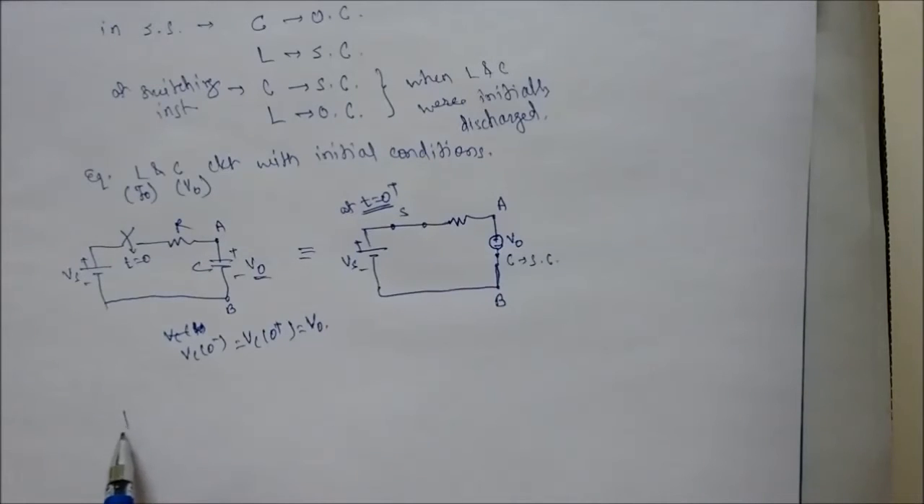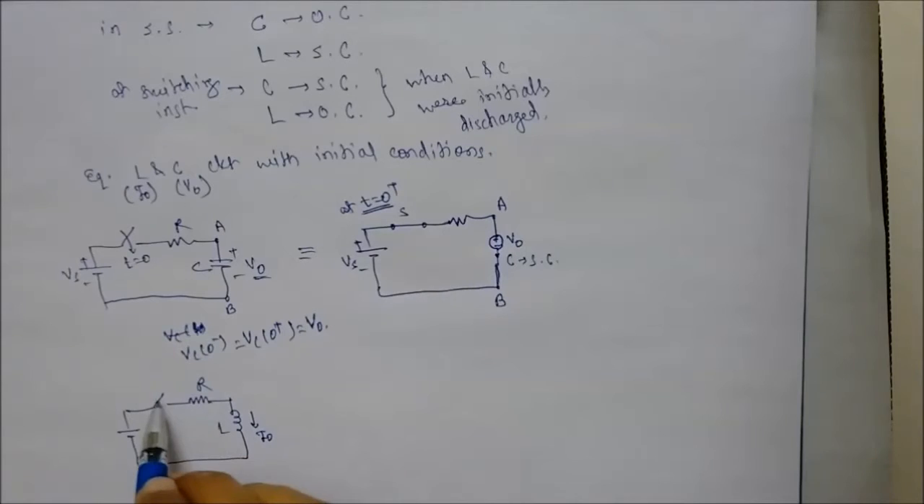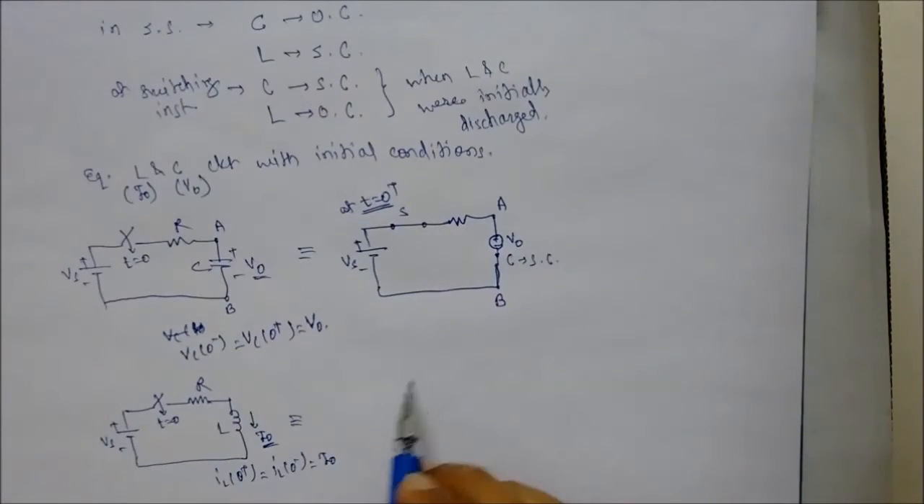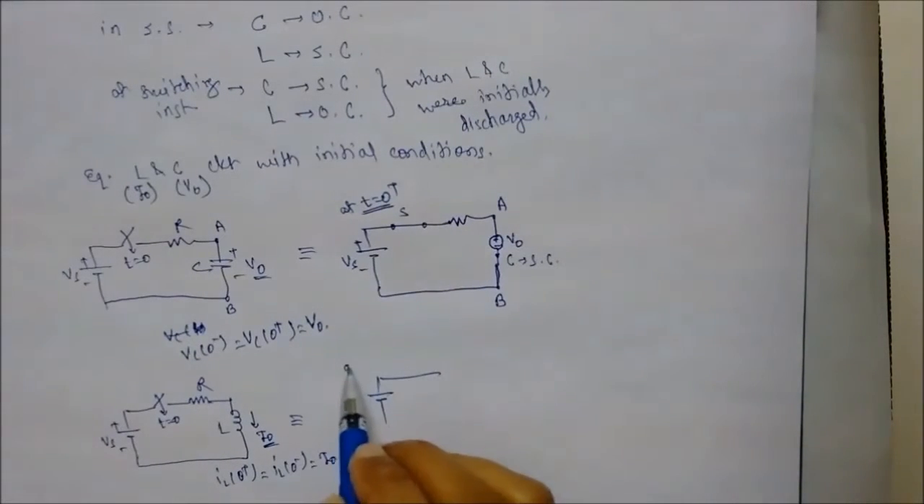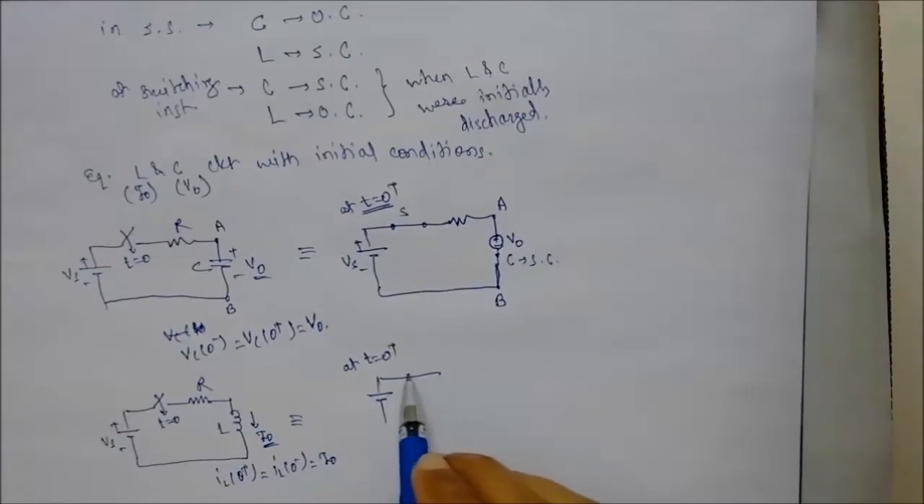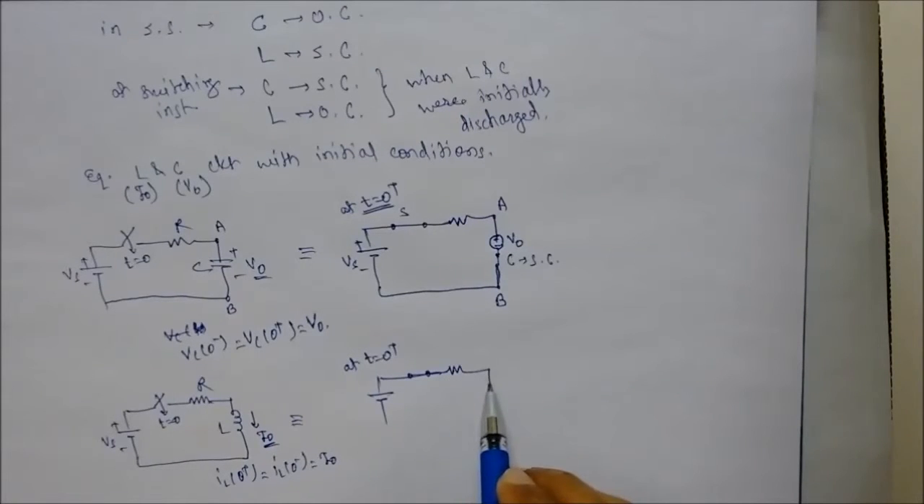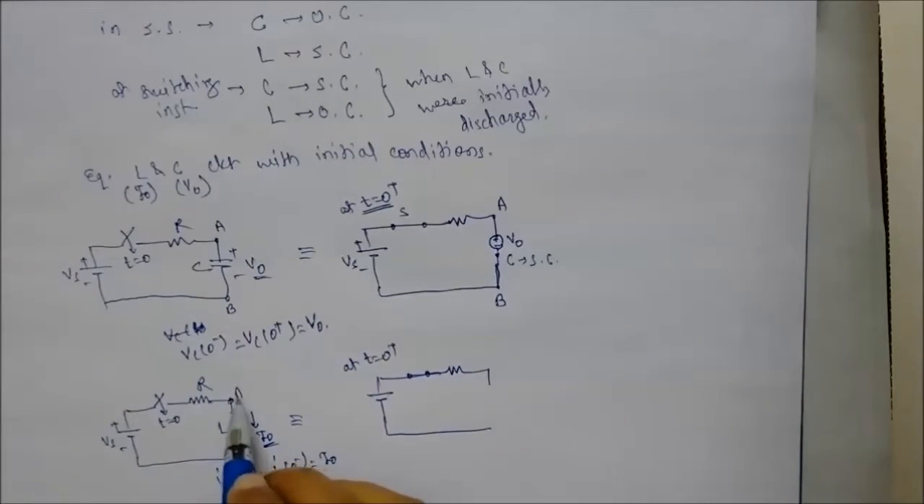Now consider the case of the RL circuit. Let's say with initial condition I0 and the switch is closed at t equal to 0. We know that IL at 0 plus will be equal to IL at 0 minus, that is equal to I0, since it is present with initial condition I0. So at t equal to 0 plus, let's say the switch is closed, and let's say these are the A and B nodes.